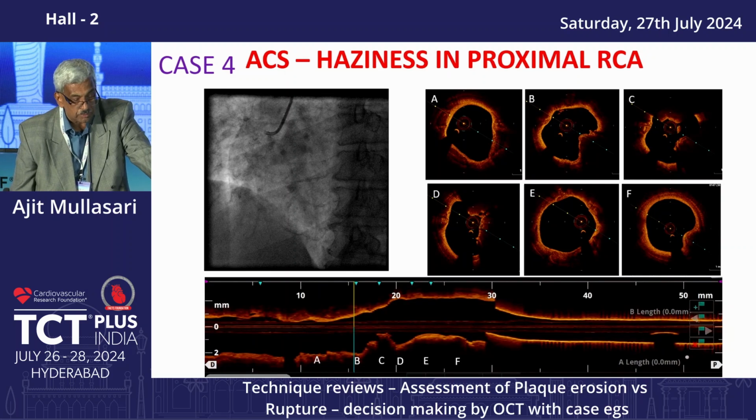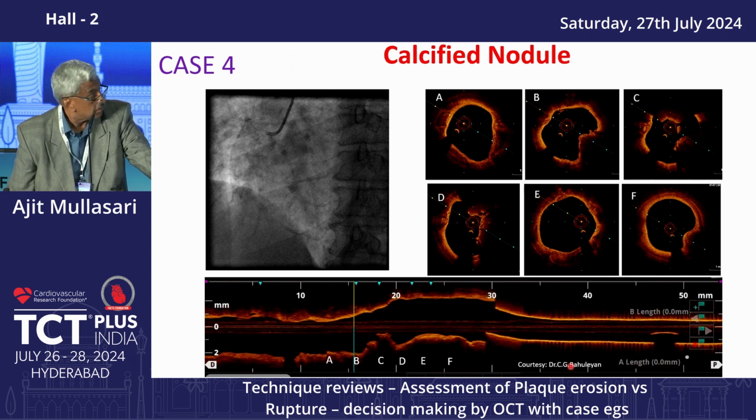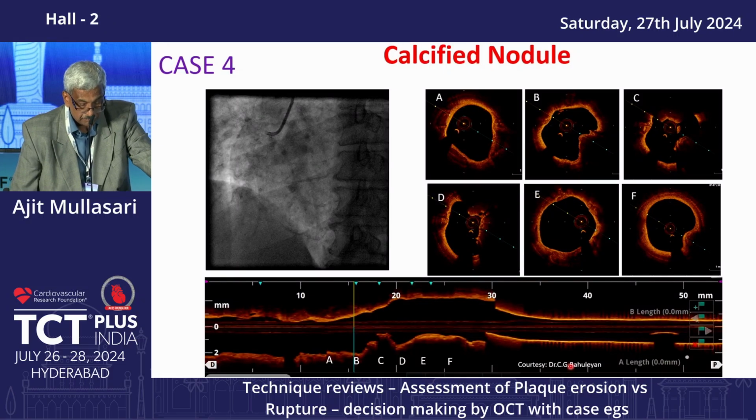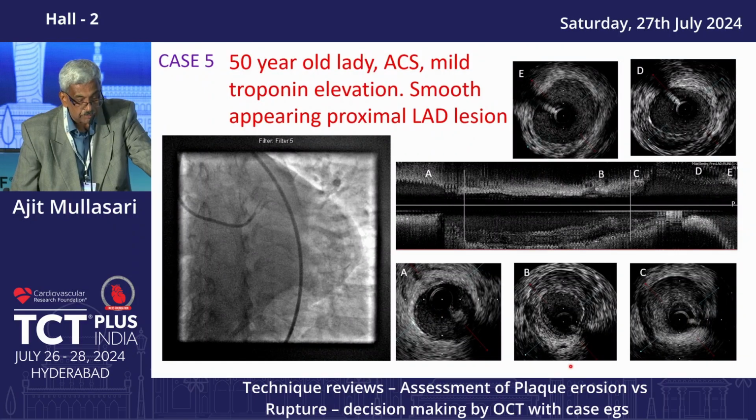This is another patient who came in with an angiogram which shows an RCA stenosis, and here you can see that there is a calcific nodule protruding inside the artery. I'm sorry, the angiogram is not running here. It was running previously. Anyway, what it shows is a simple calcified nodule.